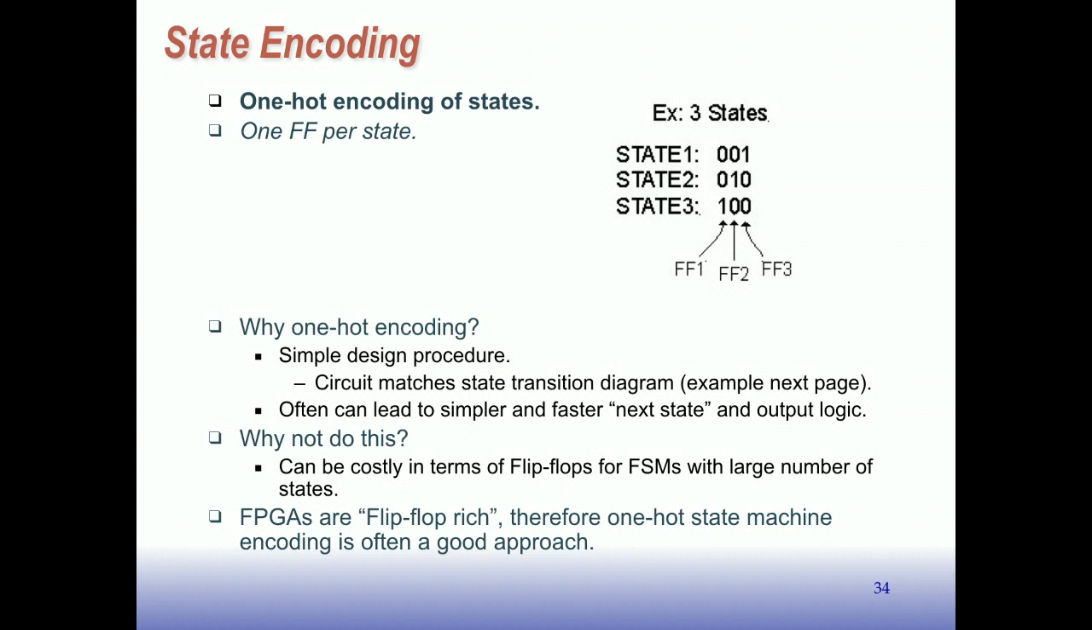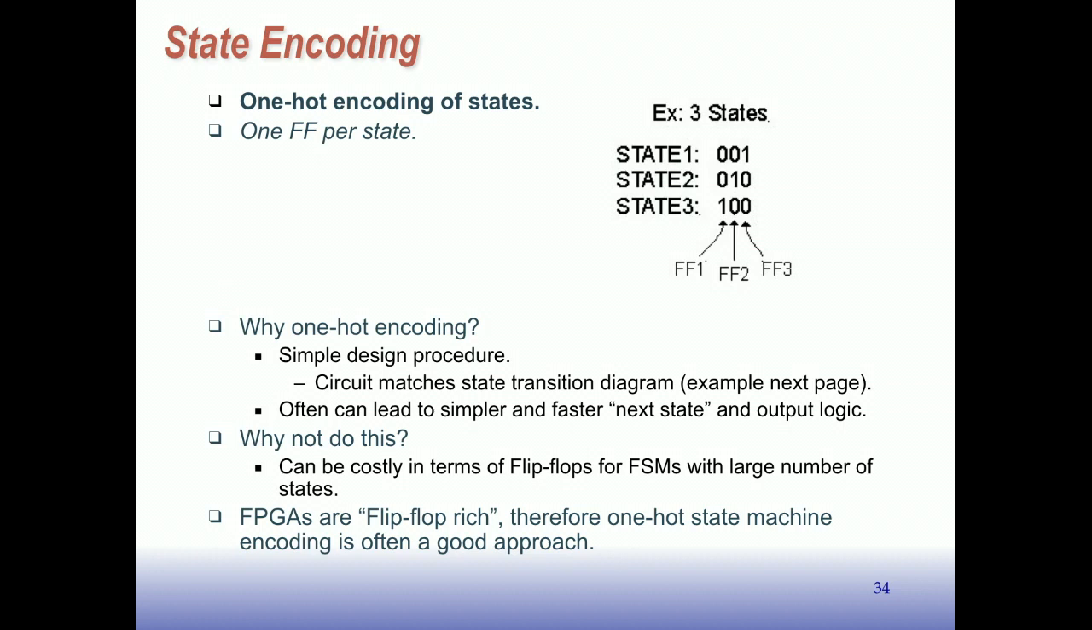Of course, the cost of doing this is that we have 1 flip-flop for every state instead of log base 2 of the number of states flip-flops. So if you have a state machine that had 1,000 states, you're going to have 1,000 flip-flops to implement it this way. But if you used a binary encoding, you can implement it with 10 flip-flops. Now, if you don't care about the cost of flip-flops too much, then this might be a good technique.